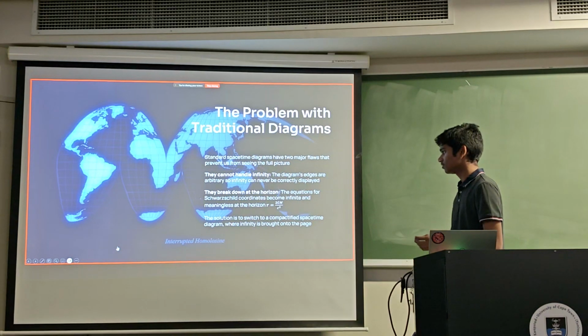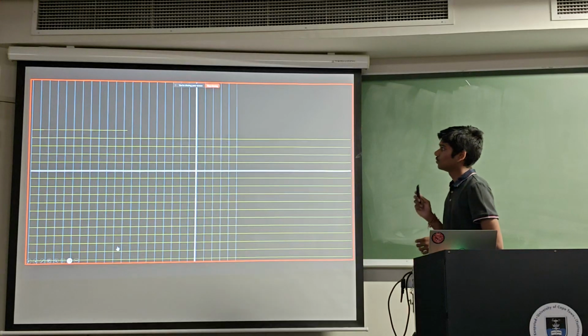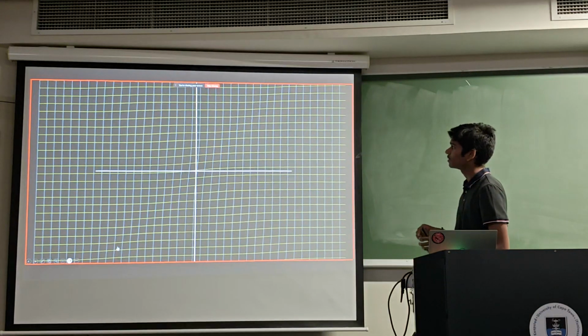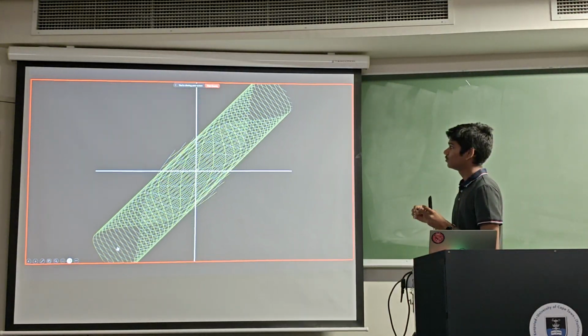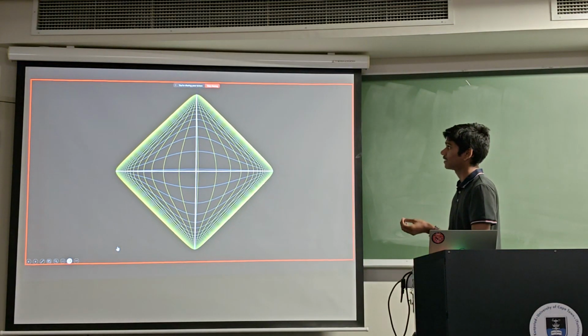So the solution is simple. We switch to a compactified space-time diagram, and this is what it looks like. We've got our regular grid, and what we do now is we conform it to a new sort of diamond-like shape, and what we get is a Penrose diagram.